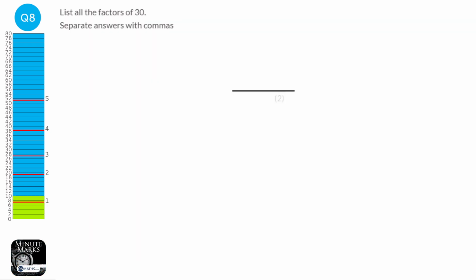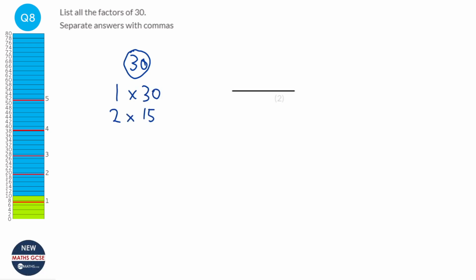To find the factors of 30, we're just going to write down all the factor pairs, or all the pairs of numbers that multiply together to make 30. So 1 times 30 is 30. 2 times 15, 3 times 10. Now 4 doesn't go because 30 is not in the 4 times table. 5 times 6, and we notice that if we pick 6, it's just going to be 6 times 5, it's just going to be the opposite.